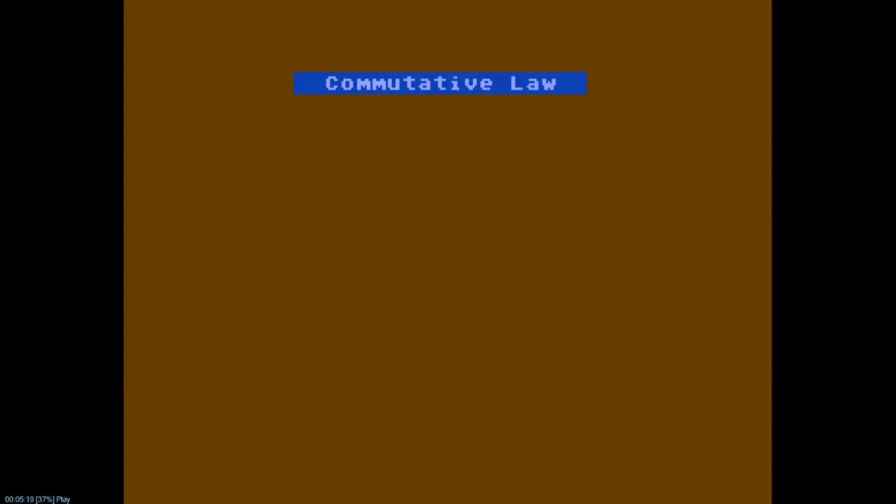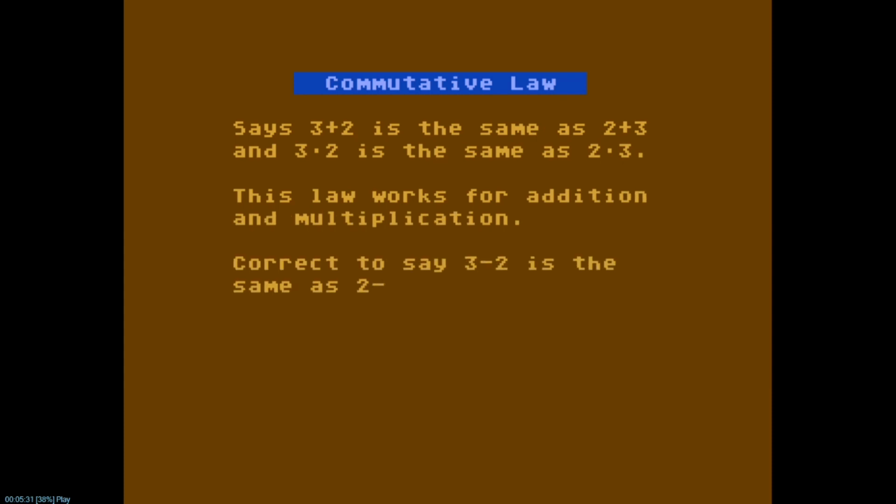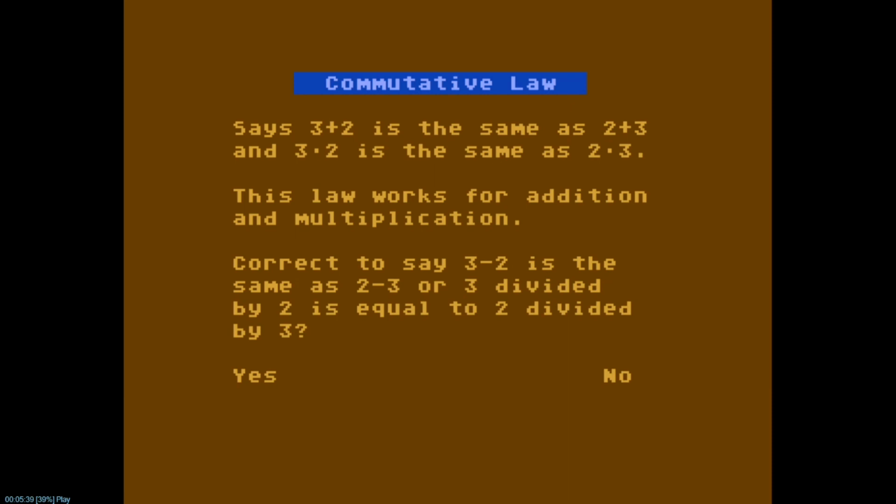One law in algebra is the commutative law, which says that 3 plus 2 is the same as 2 plus 3, and 3 times 2 is the same as 2 times 3. This law works for addition and multiplication, but would it be correct to say that 3 minus 2 is the same as 2 minus 3, or 3 divided by 2 is equal to 2 divided by 3?